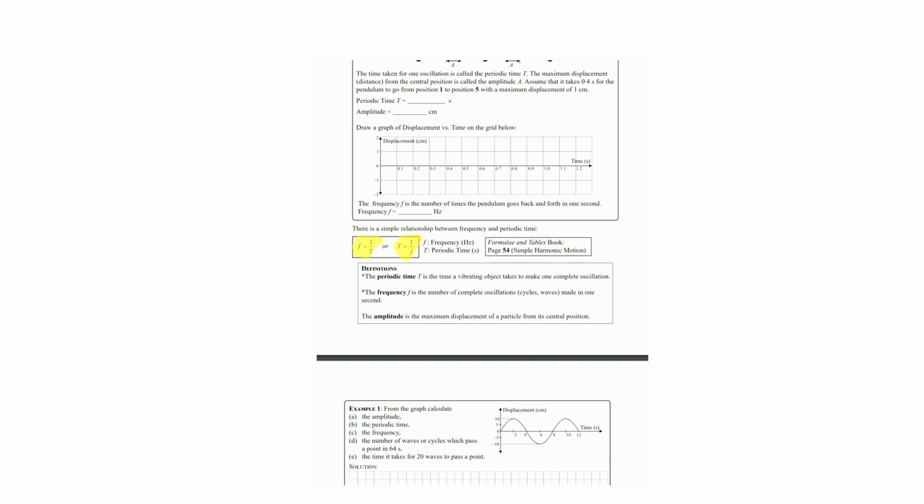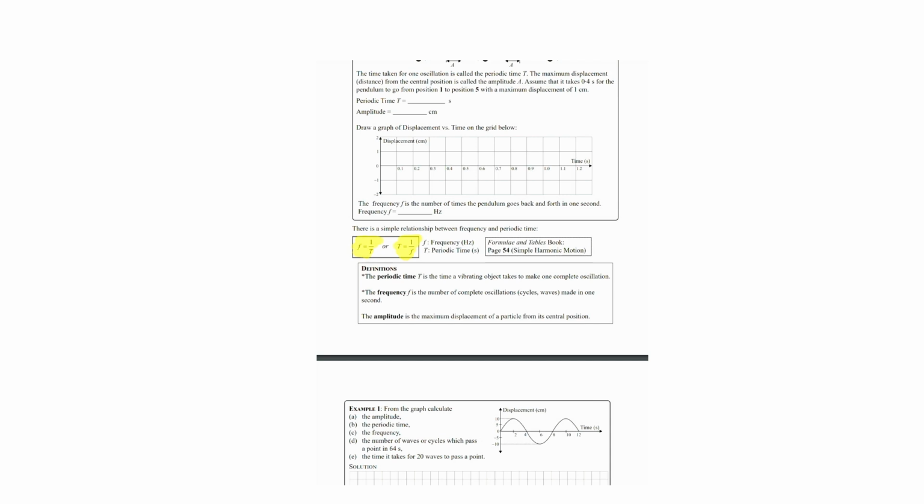So for example, the periodic time. You know what the periodic time is. You can use the words if you want: it's the time a vibrating object takes to make one complete oscillation. But I can also use the formula T is equal to 1 over F.